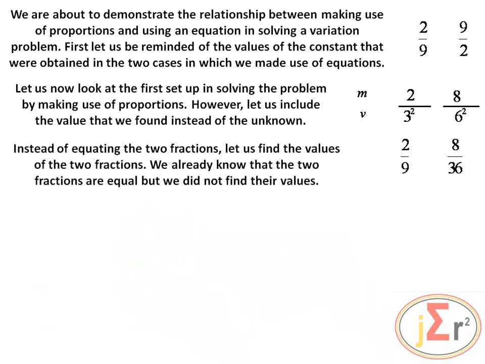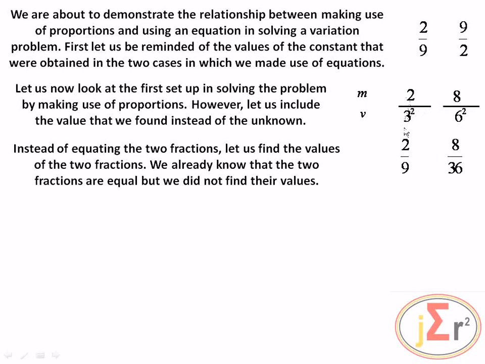Instead of equating the two fractions, let us find the values of the two fractions. So that is what we did before. We equated saying this over this is equal to this over this. So what we had was 2 over 9 is equal to x over 36. We said that they were equal. Right. That is what we are using. Equality. And equality is caused by the fact that these two are related in the same way that these two are related.